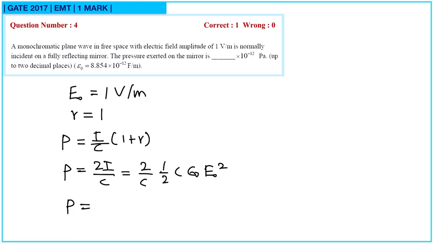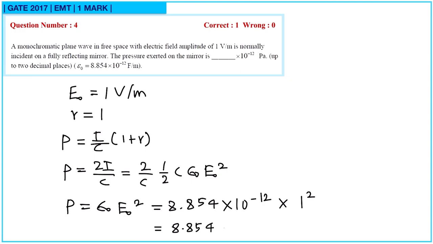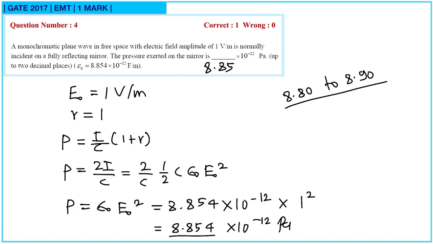So from here pressure is equal to epsilon naught E naught square, which is equal to 8.854 into 10 to the power minus 12 into 1 square. So this will be 8.854 into 10 to the power minus 12 Pascal. So this is the answer. Up to 2 decimal places, it will be 8.85, and answer given in the answer key is 8.80 to 8.90.